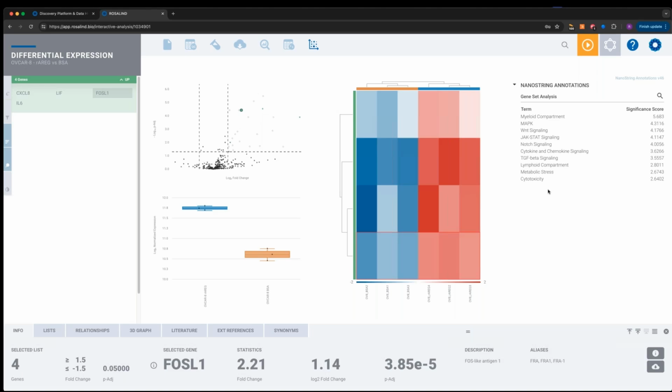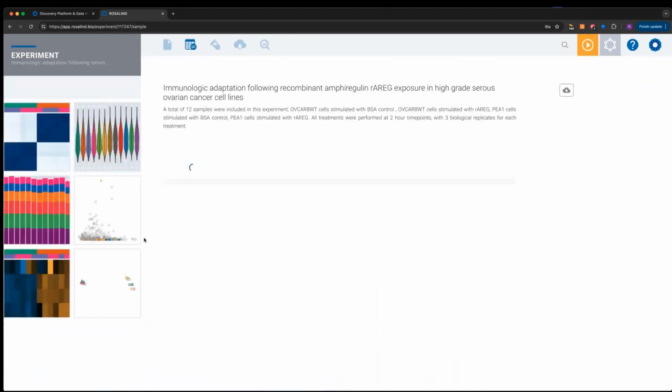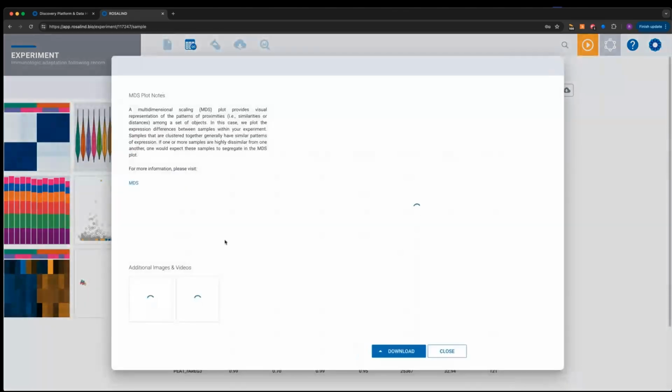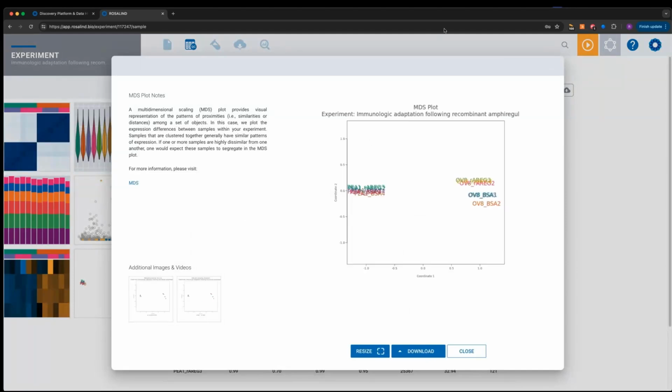Awesome. The next question was, can we get PCA plots in the interactive analysis page? So we have our QC section, which has our MDS plots, which is multi-dimensional scaling. It's a data dimensionality reduction technique, very similar to PCA. So this is available not on the interactive analysis page, but in the QC section.